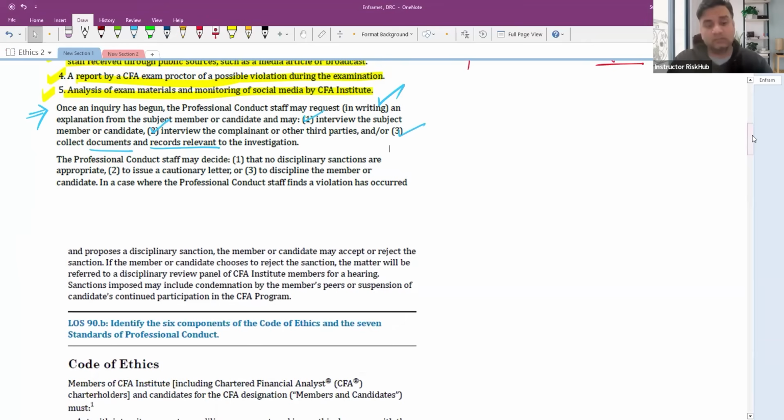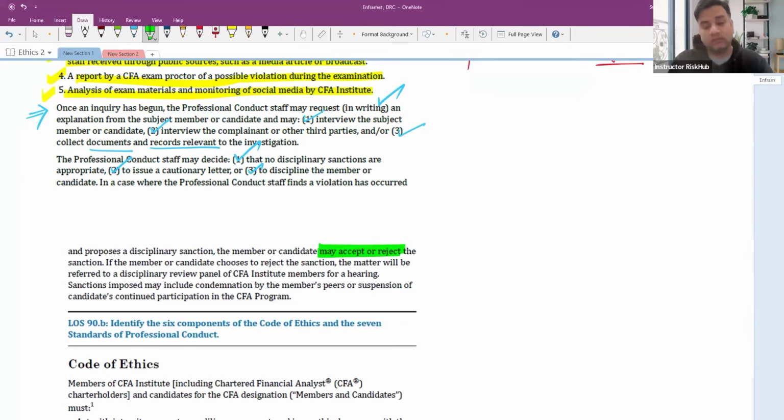For the possible outcomes, CFA staff may decide that either there is no disciplinary action, that is one case. There can be a cautionary letter, which can be private or educational, which is not punitive, right? Which can be a disciplinary sanction, right, if a violation occurred? And if a sanction is proposed, the member or candidate can accept or reject, right? So this is another point that you can still file your appeal. You may accept or reject.